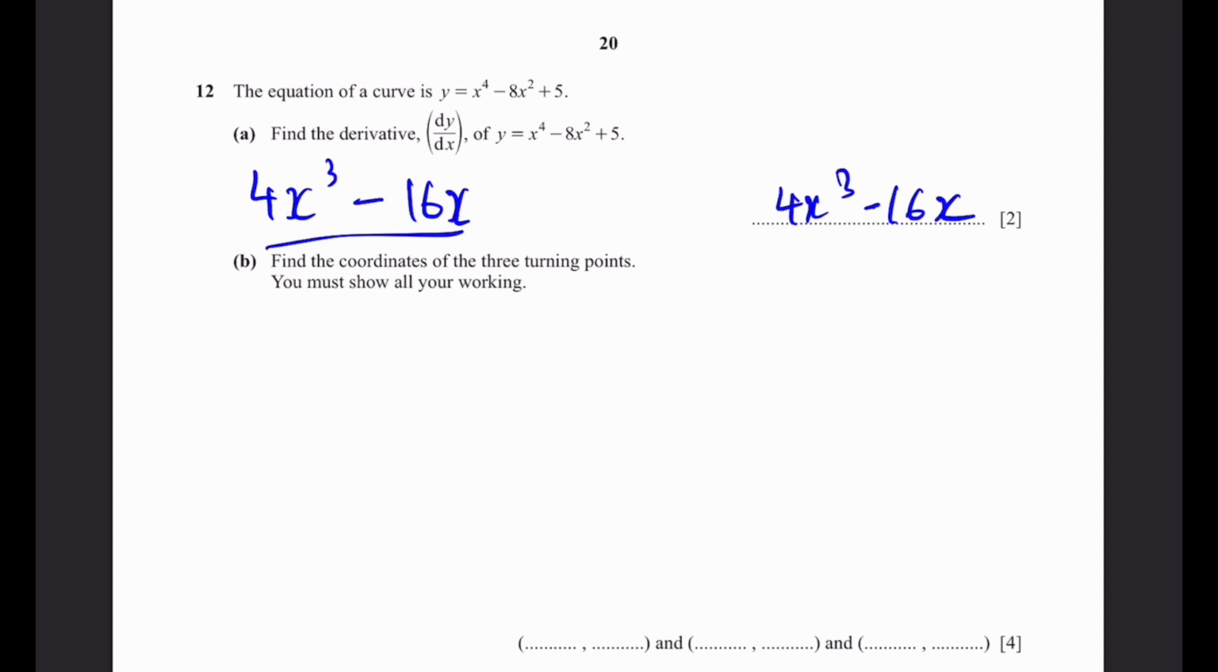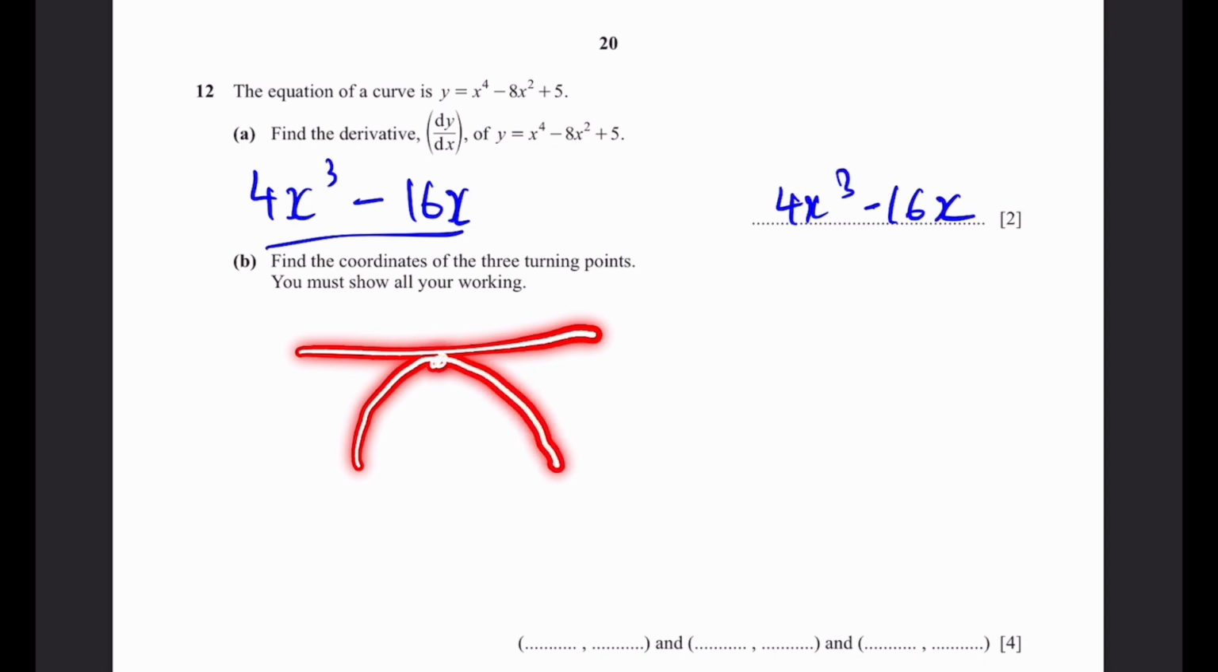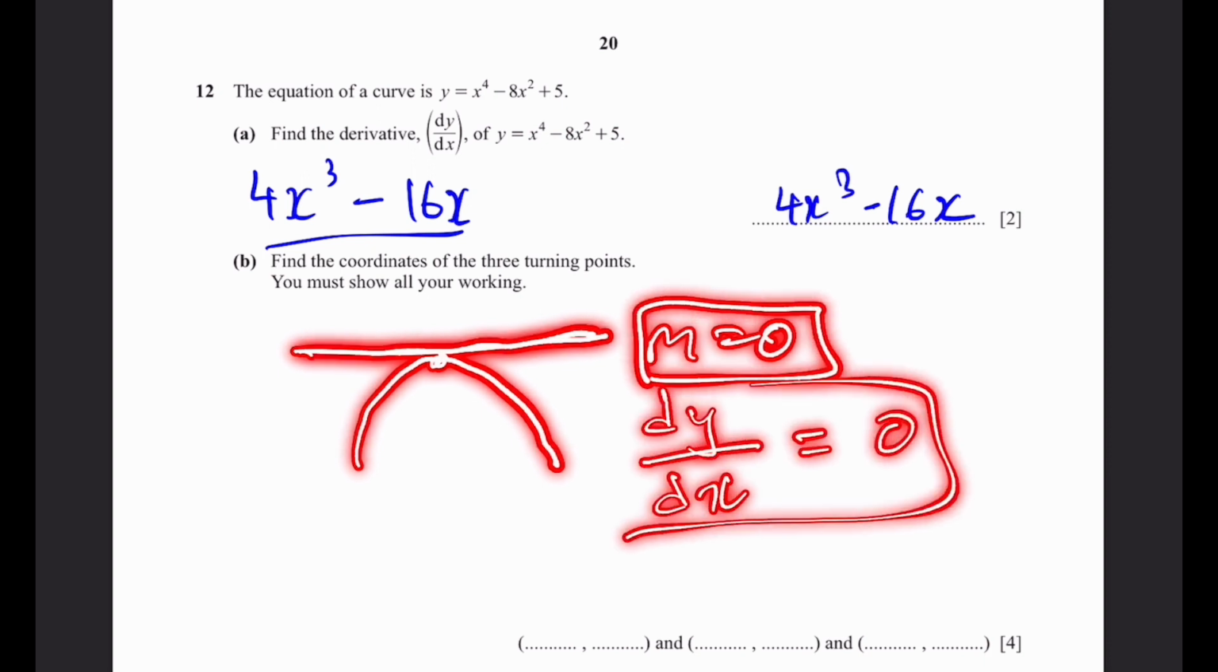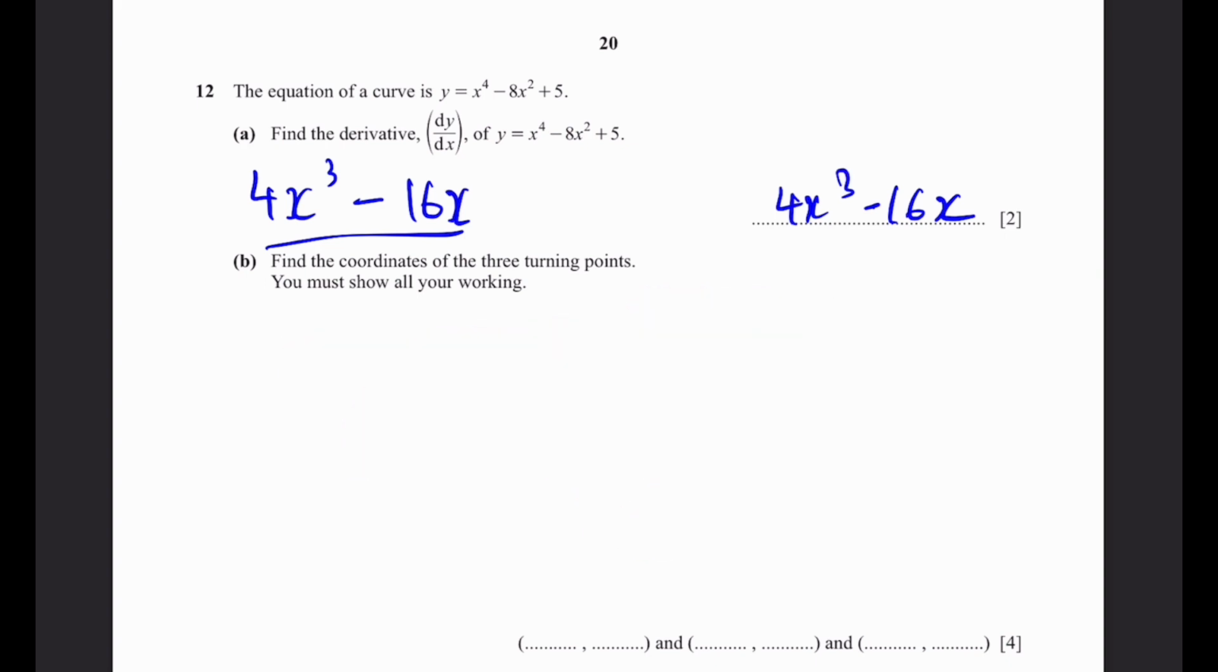B. Find the coordinates of the 3 turning points. You must show all your working. Now, the 3 turning points are the points where the tangent line, let's say this is turning point number 1, has a gradient of 0. And the gradient 0 means the derivative is equal to 0, right? So now we have the derivative 4x cubed minus 16x. So we'll just find when this is equal to 0.